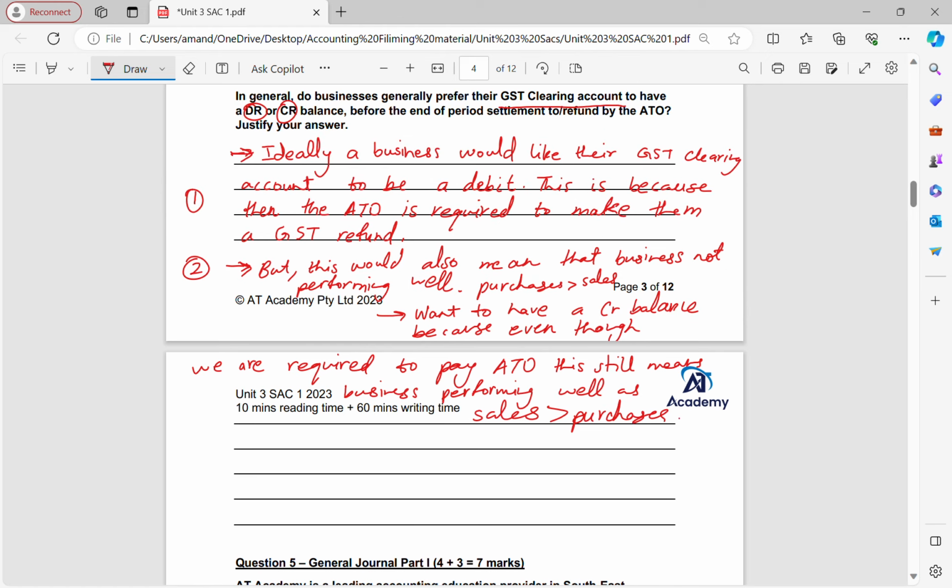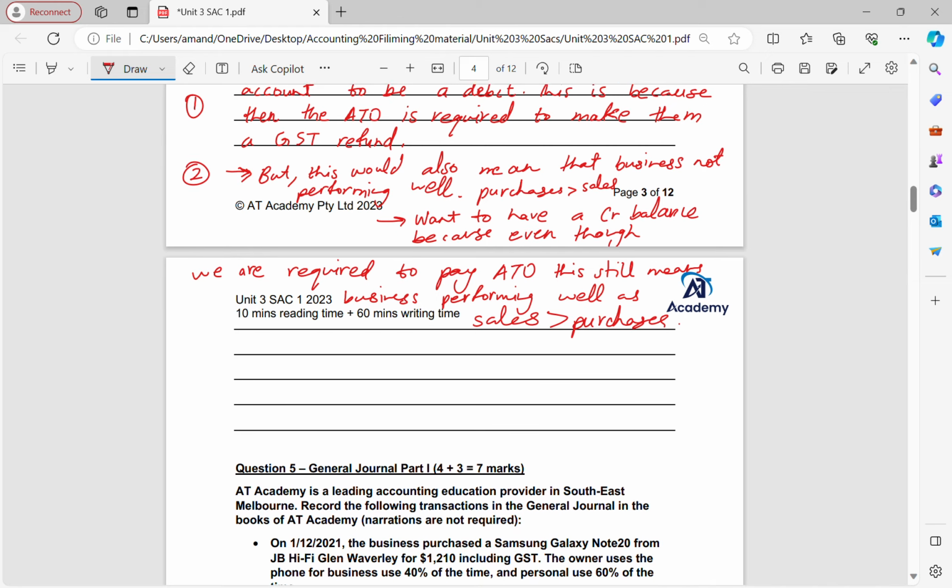So you've got to overall come to the conclusion. I think that it would be better to have a credit balance, because yes, gaining that little money from the ATO would be nice, but that also means that you're suffering as a business because you're purchasing more stuff and not able to sell it off, which is not good. So overall, we want to conclude that it would be better to have a credit balance.